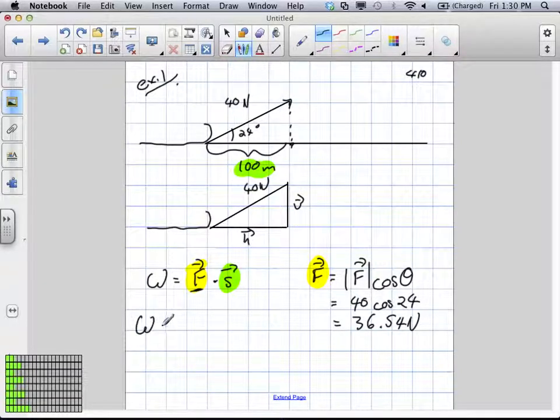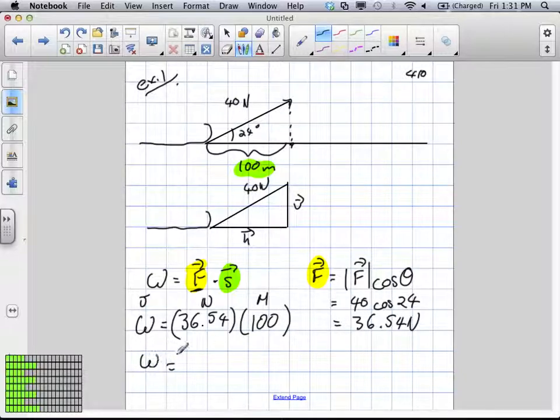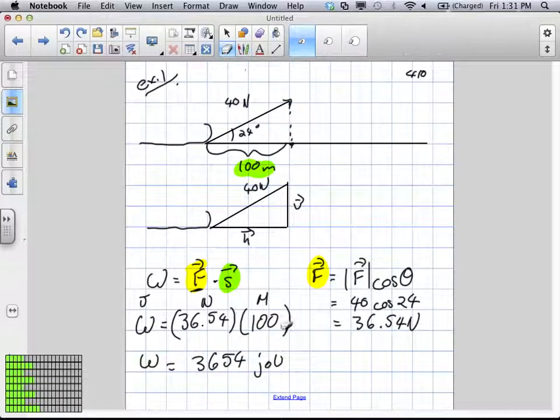So the work altogether, or the work used, is our 36.54 newtons multiplied by our meters. Okay, so remember, this is measured in newtons, this is measured in meters in all questions, and this is measured in joules. Our meters are 100 meters. So the work in joules is 3,000, is it? Yeah, 3,654 joules.